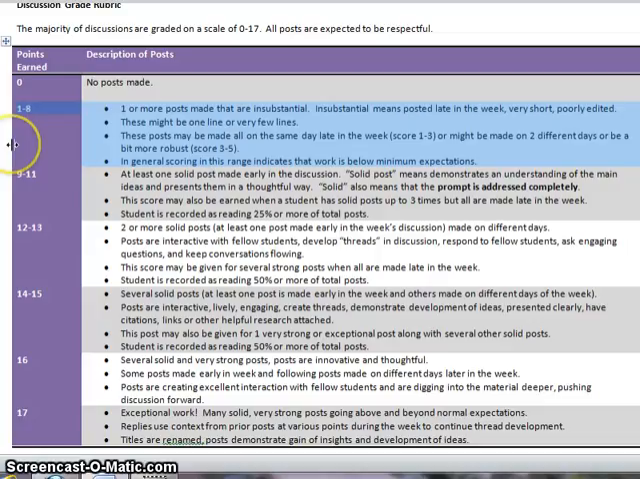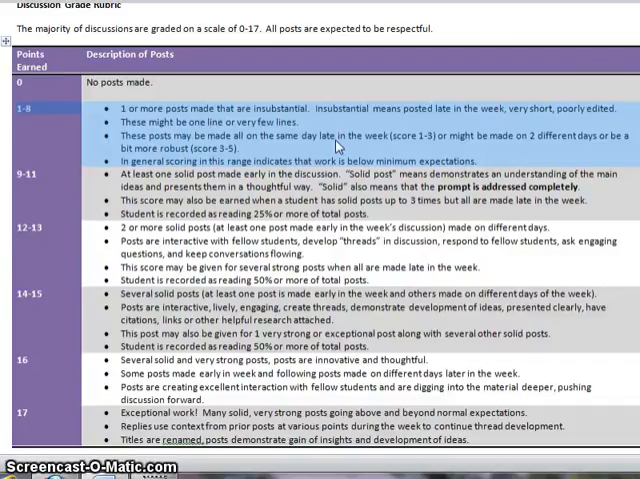The next piece is between 1 and 8 points earned. If you look into the right-hand column, you will see the description of the post that would earn between 1 and 8 points. Usually one, maybe more posts, but they are insubstantial. Insubstantial means that they're posted late in the week, they're very short, they're poorly edited. Sometimes these can be one line, very few lines.